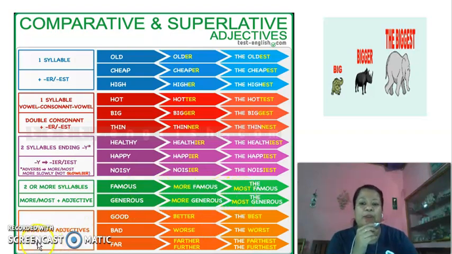And the last one are your irregular adjectives. These, okay, you do not use er and est, or you do not use more and most. In fact, these change totally. Okay, for example, good, better, best. You cannot say good, gooder, goodest. Okay, that is wrong. Or bad, badder, baddest. I have seen children saying this, and this is wrong. You have to use good, better, best, bad, worse, worst. Clear?